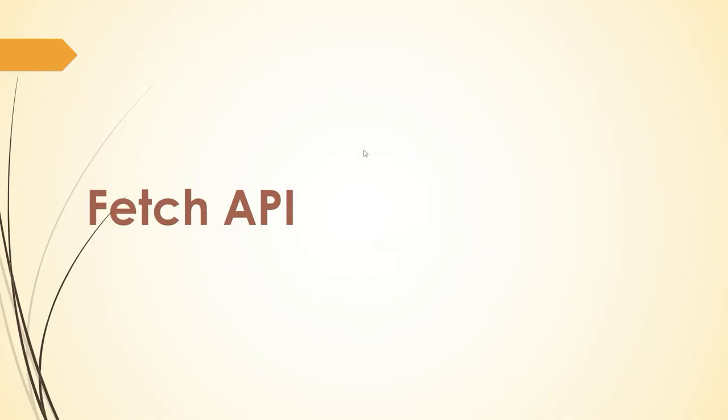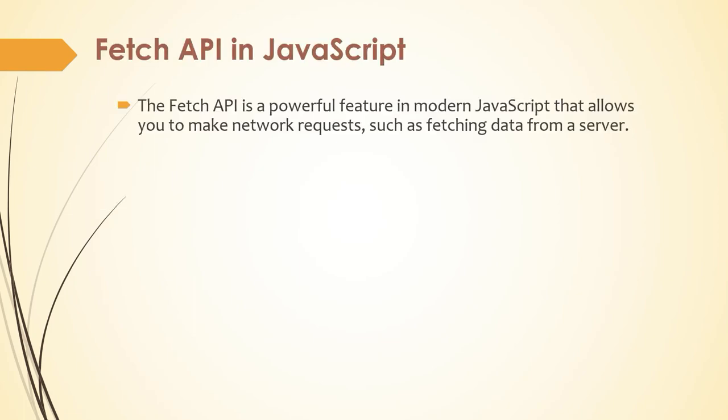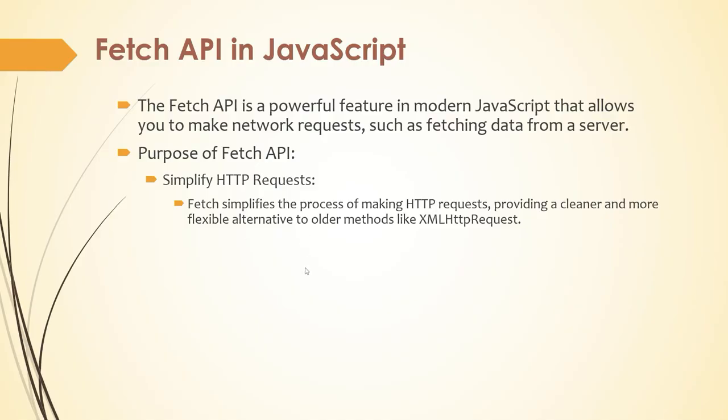Hi, welcome back. Let's discuss the Fetch API in JavaScript. Fetch API is a powerful feature in modern JavaScript. The main purpose of it is to make a network request, such as fetching data from a server or posting data to the server. Fetch simplifies the process of making HTTP requests. It makes cleaner code and is a better alternative to the XMLHttpRequest.